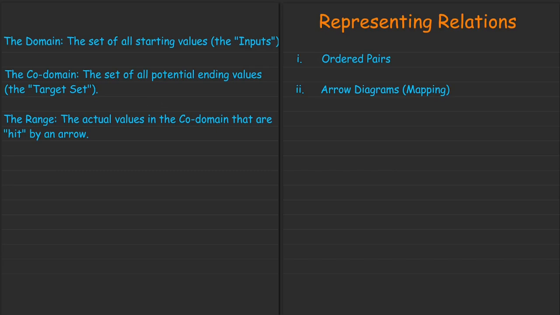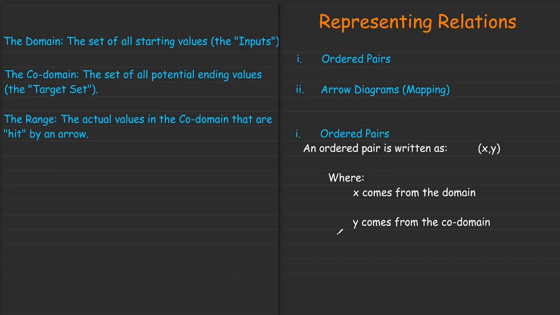When we talk of the ordered pair, this is how we write it. An ordered pair is written as (x, y). They are written as pairs. The x is always from the domain and the y is always from the codomain. That is how we write relations in ordered pairs.